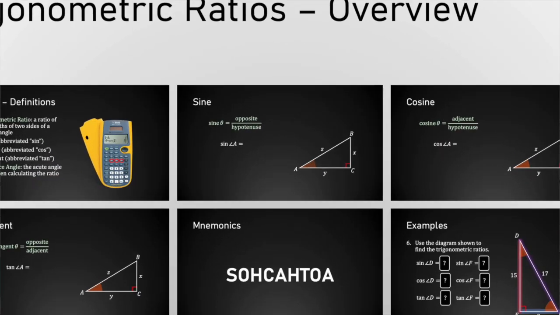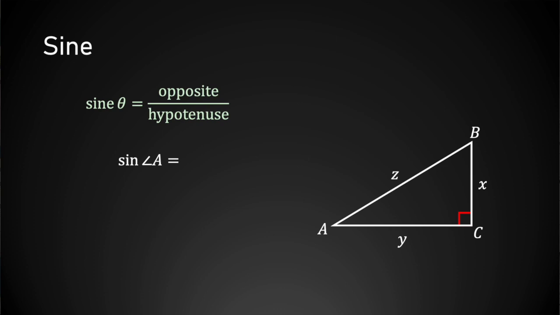The sine of an angle is defined as the ratio of the opposite side to the hypotenuse. If I'm looking for the sine of angle A, that means I'm using angle A as my reference angle to determine which side is the opposite side. Here, that would be side BC, which has a length of x. So x goes on top of the fraction here. The hypotenuse is always, always, always the side across from the right angle. So in this diagram, that is side AB, which has a length of z. So in this diagram, the sine of angle A is x over z.